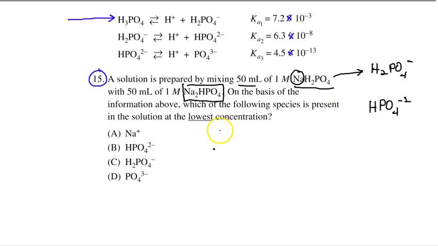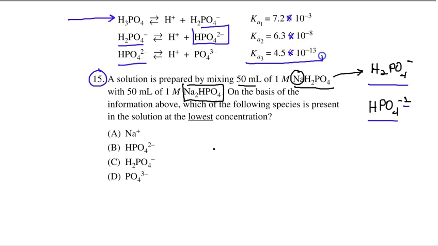On the basis of the information above with the Kas, which of the following species is present with the lowest concentration? Well, looking at H2PO4, I see that this has a pretty low Ka, but compared to HPO4 negative 2, my gosh, it's much bigger. H2PO4 barely dissociates. So this will go forward somewhat, make some of this, right? Not a heck of a lot, but this is going to barely make any of this, right?